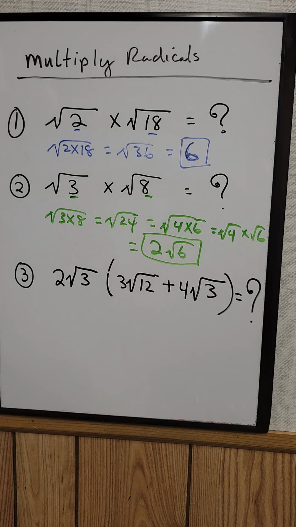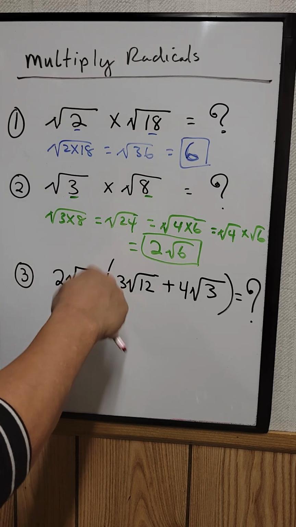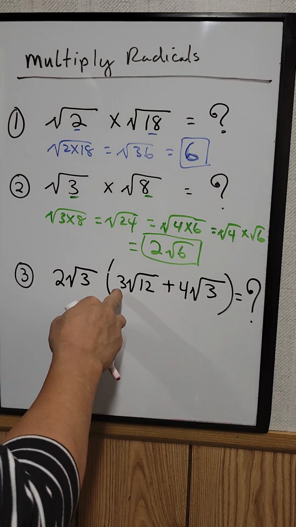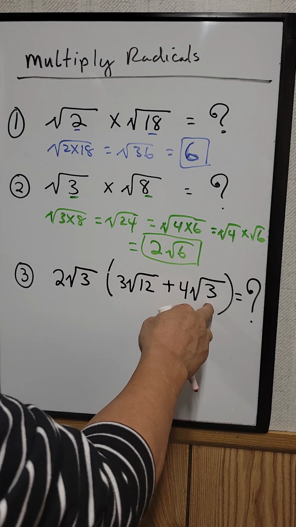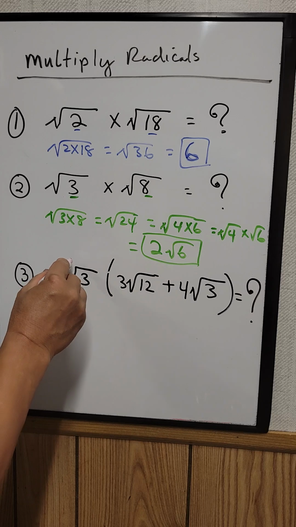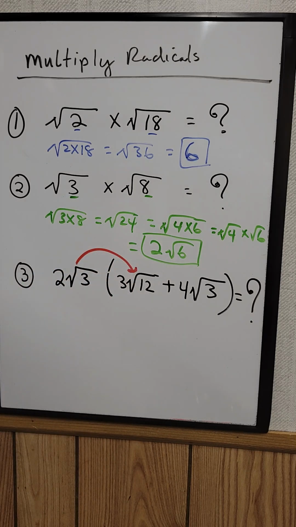How about this one? 2 times the square root of 3 times, inside the parentheses right here, 3 times the square root of 12 plus 4 times the square root of 3. So for this one we use the distributive property. So we can multiply this right there.